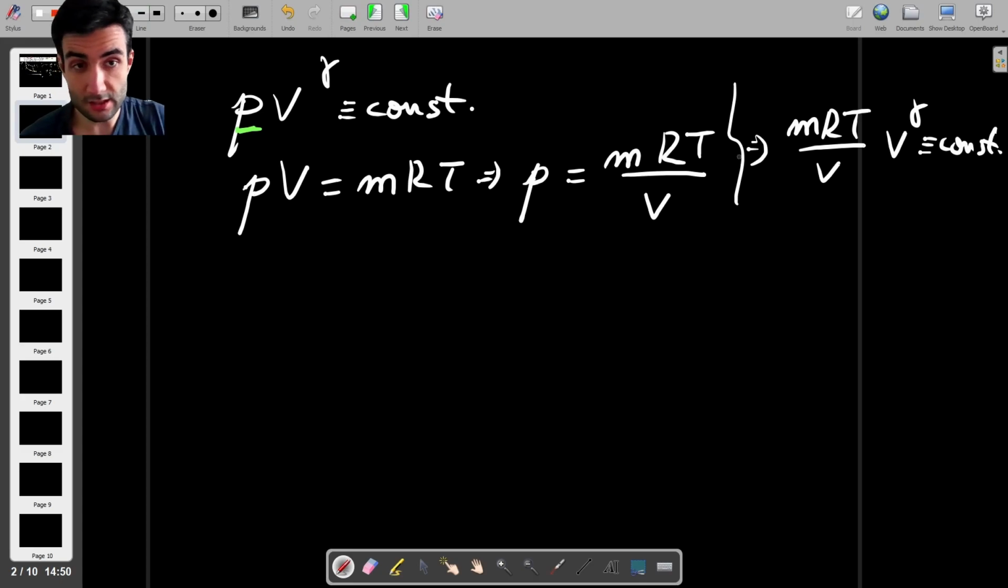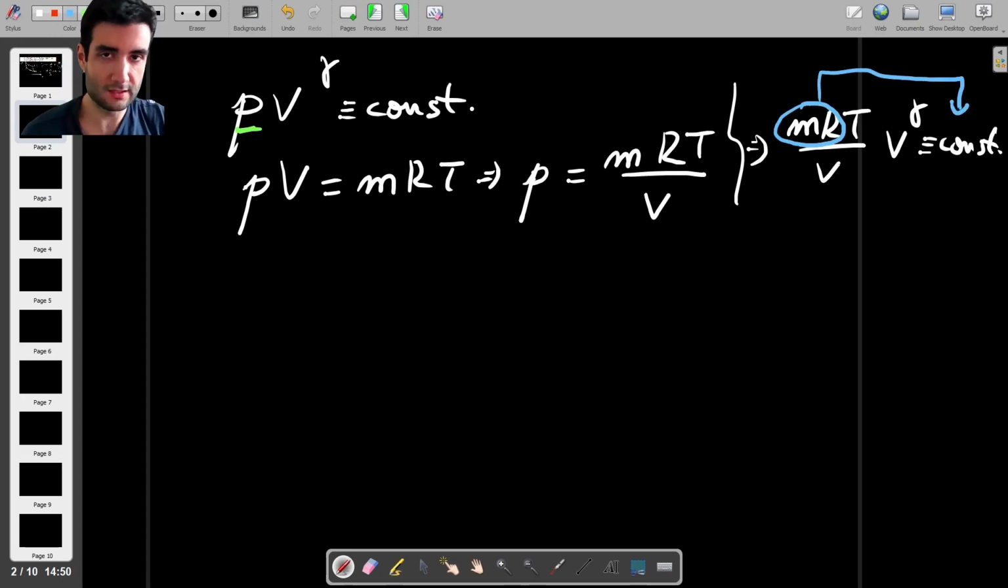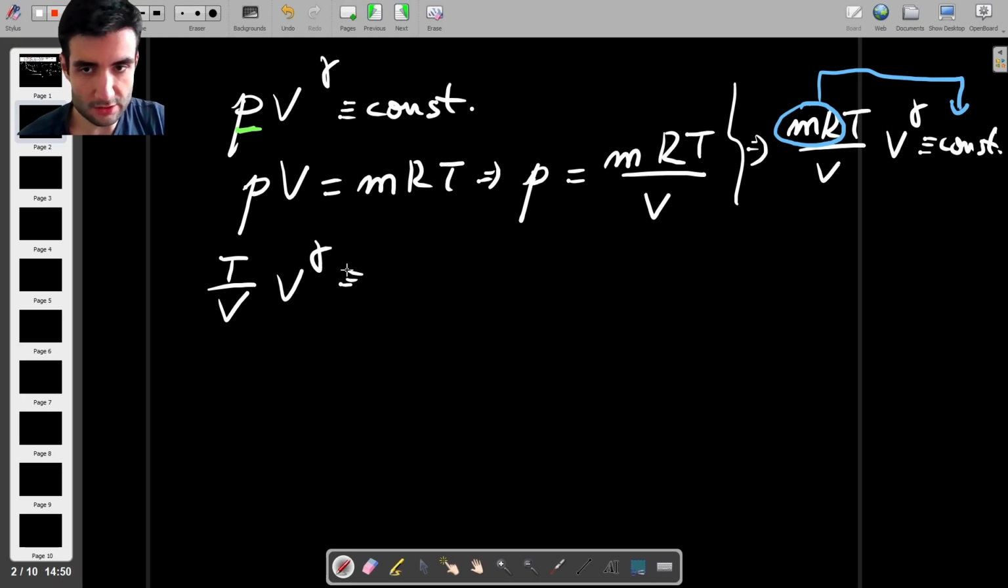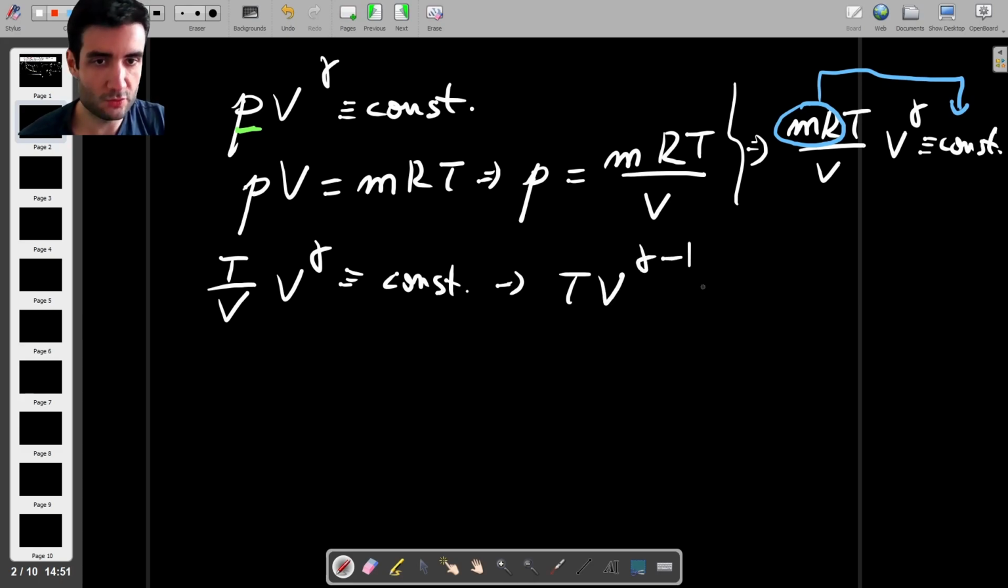So m and R are also constant, so we can actually put those on the other side and combine everything into just one constant. So this is going to be T over V times V to the gamma is constant. Or we can say that temperature times volume to the gamma minus 1 is constant. Because V to the gamma over V is V to the gamma minus 1.